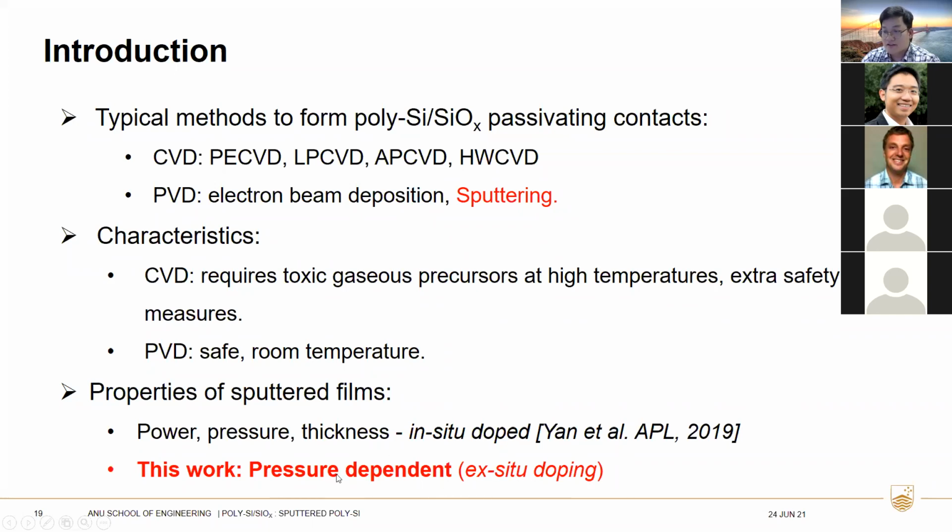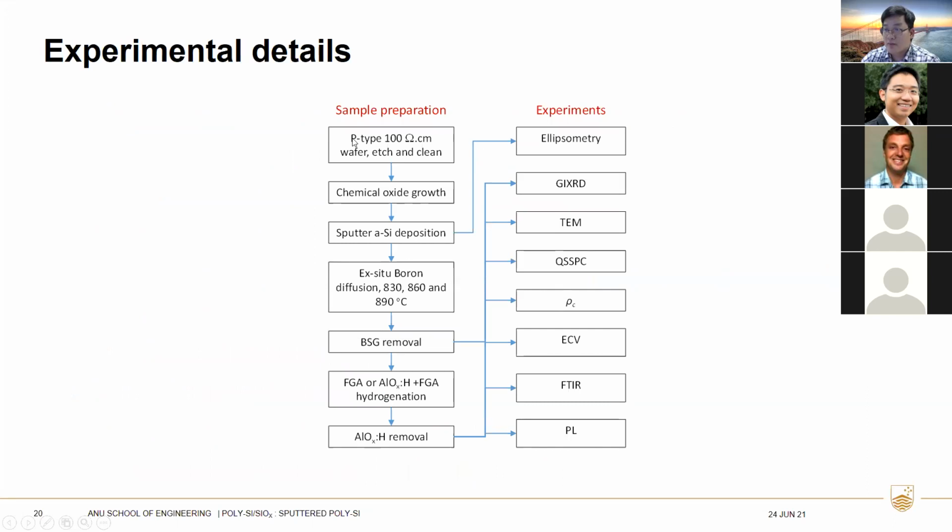By separating the silicon deposition and doping, we can evaluate the effects from different processes on the final device. So these are the experimental details. We will use 100 ohm wafers, and then we deposit an amorphous silicon layer by sputter, and there will be 3 different temperatures for the ex situ boron diffusion. For the hydrogenation, we will use forming gas, or forming gas anneal, or Alox and forming gas anneal. These are the combination of characterization techniques similar to previous works.